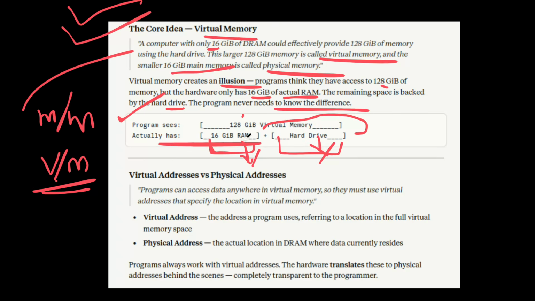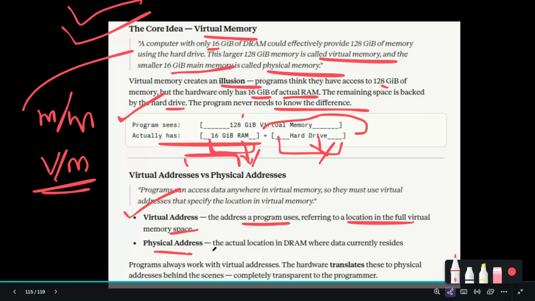This is called physical memory, and this is called virtual memory. That is, this 60 GB of RAM is known as physical memory, and this hard drive part is known as virtual memory. So let's understand the difference between virtual address and physical address. A virtual address is the address a program uses, referring to a location in the full memory space. A physical address is the actual location in the DRAM where data is currently present.